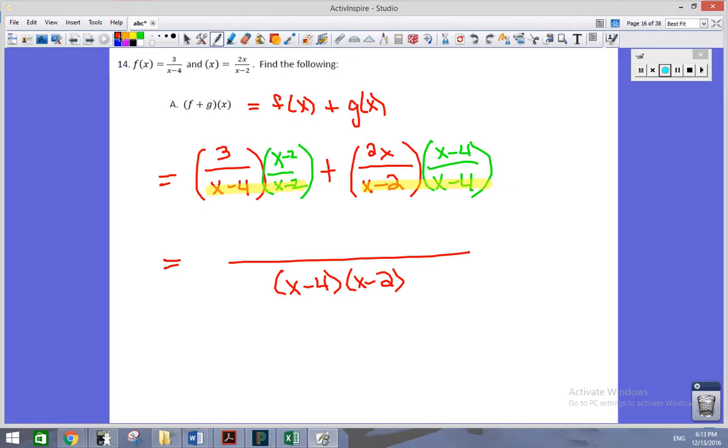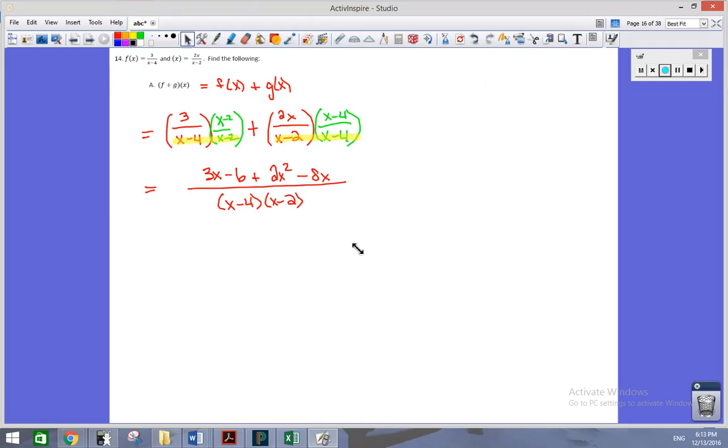So now let's take this 3 and distribute it through this binomial. We've got 3 times x minus 3 times 2. Let's take 2x and distribute it through here. So we have 2x squared minus 2x times 4, 8x. Let's simplify this numerator. I'm not even going to bother multiplying the denominator together because sometimes it's nice to have it in factored form. For instance, in finding the domain, I can see the domain is all real numbers excluding positive 4 and positive 2 by inspection.